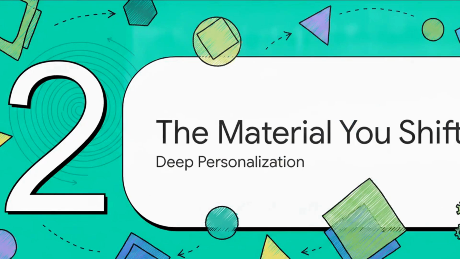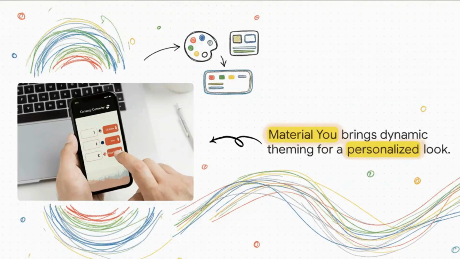Moving on to Section 2, the Material U shift. Now, this right here was a massive shift in philosophy. Android 12 and 13 basically changed the entire paradigm with Material U. This is that feature that dynamically adapts your app colors, widgets, and menus to perfectly match the exact color palette of your wallpaper. It was a total game changer because it made the interface feel genuinely personal and uniquely yours rather than just purely utilitarian.